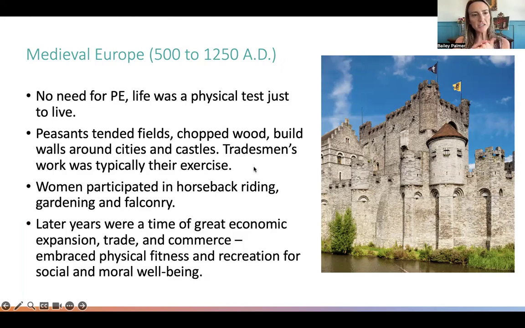In the later years of the Dark Ages, or this medieval Europe timeframe, there were more frivolous type activities done. They were able to start embracing physical fitness and train physically and do more recreational activities, start working more on social and emotional well-being, moral type training in those later years due to, it says, economic expansion, trade, and commerce starting to become more popular.